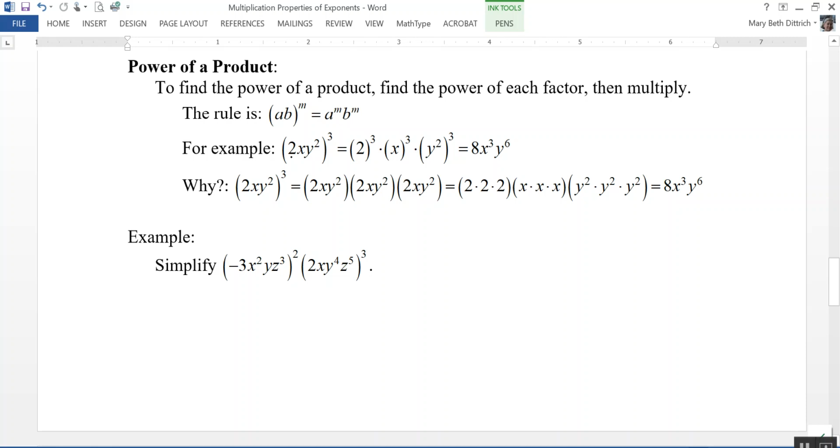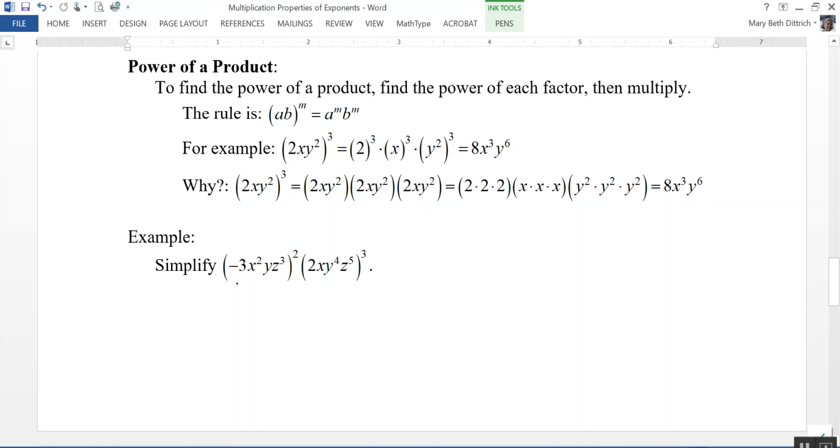So for example, if I have 2xy squared, the whole thing raised to the third power, that's 2 to the third power, x to the third power, y squared to the third power. 2 to the third power is 8, x to the third power is x to the third, y squared to the third power, multiply those exponents, and that's y to the sixth. Why is that true? Because this really means 2xy squared multiplied by itself 3 times. I can break it out as I did above, the coefficients, the x's, the y's, and I get the same thing. So let's give this one a try.